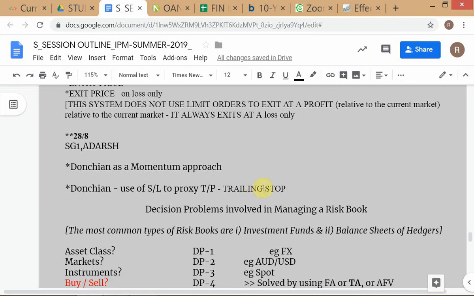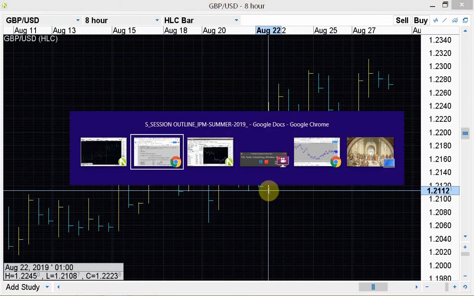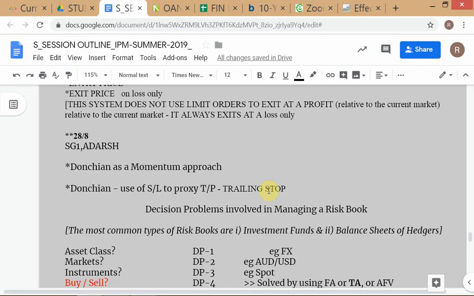So what is a trailing stop? You understand what trailing is? We say that Usain Bolt is leading the race and the second runner is trailing him, right? That means he's behind him. So in that sense, trailing stop means the stop is trailing the market. The stop is trailing the market. So it is behind the market, yes, but there is also a sense when you use the word trailing that it is also following the market.